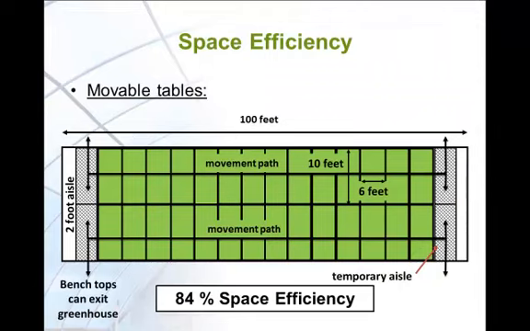A portable benchtop setup has 14 10 by 6 foot benches filling up the whole greenhouse, except 6 foot wide temporary aisles and a 2 foot wide aisle at each end of the greenhouse. As you can see on the diagram, the portable benchtops can be moved horizontally to the ends of the greenhouse and then vertically out of the greenhouse. This setup uses 84% of the greenhouse area for growing.